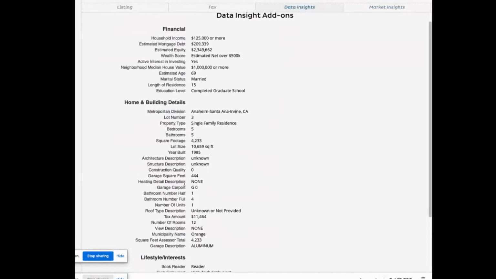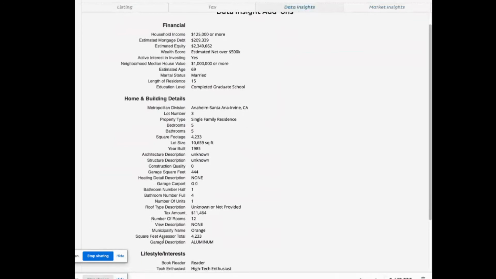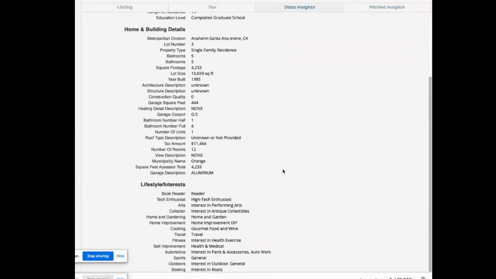You have heating information. You have, let's see, a roof type description, tax amount, number of bedrooms. You have even a description around the garage type. So those are greater detail around the home and building.